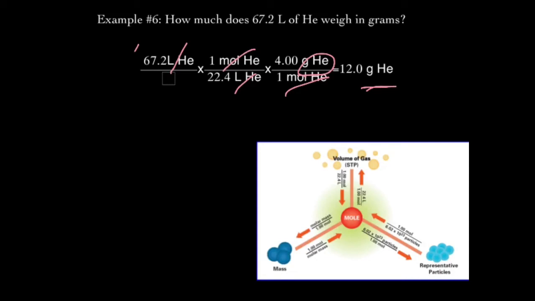In the calculator, it's 67.2 times 1. You don't have to do that. Times 4, divide by 22.4, divide by 1. Again, you don't have to divide by 1 there. Hit the equal sign, and you should be getting something close to that.